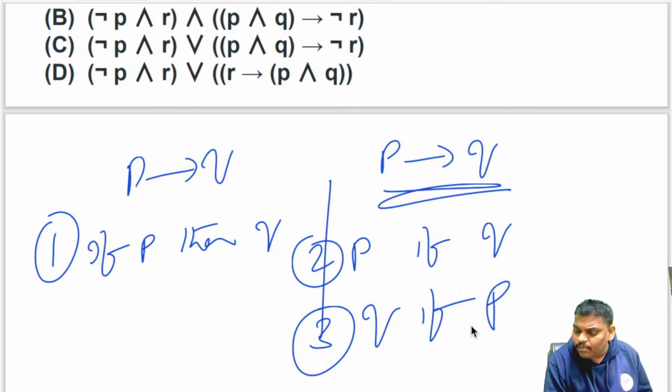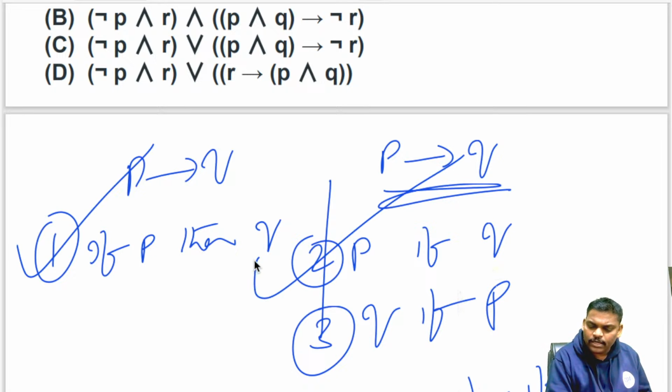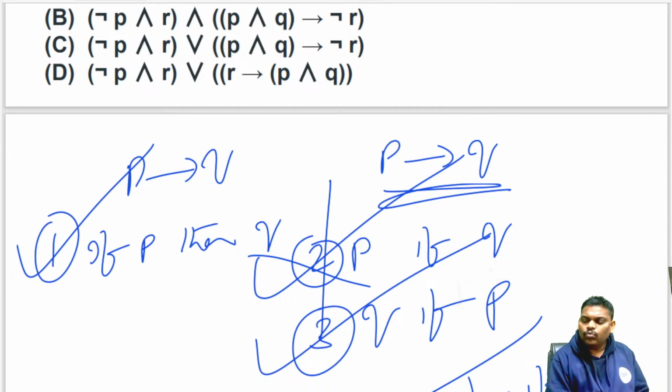P implies Q can be written another way also: P only if Q. This is also correct, remember. 1 correct, 3 correct, 4th also correct. Only if is there, it is correct; you can see the notes. If P, then Q, that is one way. Q if P, that is also okay. P only if Q.